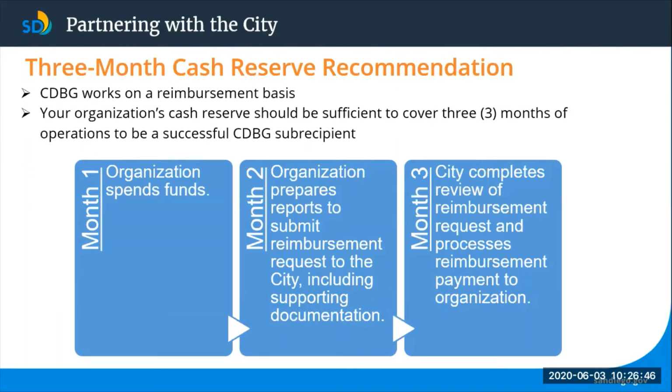And this is really just a visual way of saying what I just said, which is the 3-month cash reserve recommendation. And it explains it in a little more detail: in month 1, you're spending the funds. So say you're spending your funds on the services that you're providing to clients in July. In August, you would submit receipts and documentation of those expenditures to the city. So July, you make the expense. August, you submit the request for reimbursement, and then by September, you're receiving the reimbursement of the expenses that you made in July. So we just want to make sure that for August and September, you still have enough cash to continue to operate while you're waiting for those reimbursements.